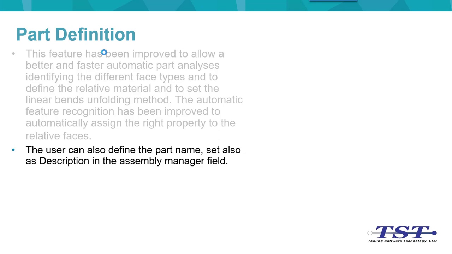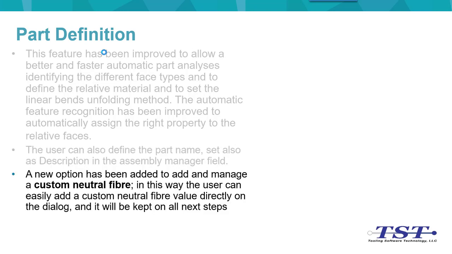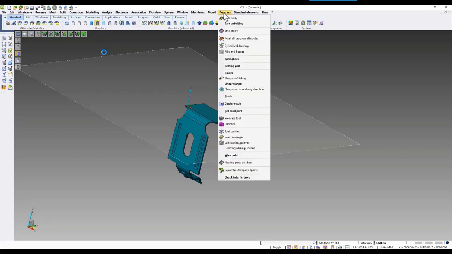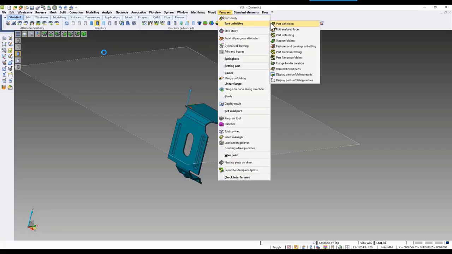The user can also define the part name, also set as a description in the Assembly Manager field. A new custom option has been added to manage neutral custom fibers, and this way the user can easily add custom neutral fiber values directly to the dialog, and it will keep it in all of the next steps. So here's just a quick video example showing the part unfolding.